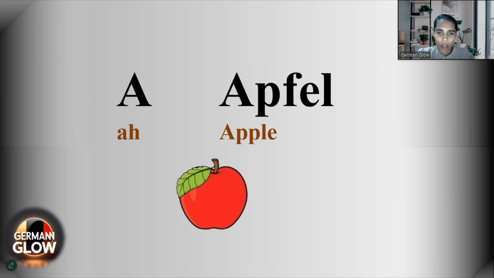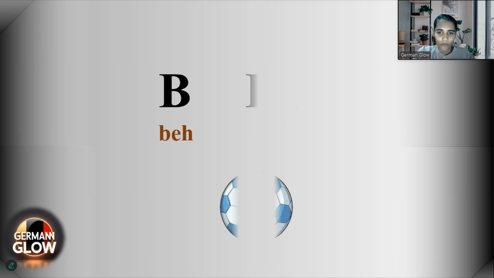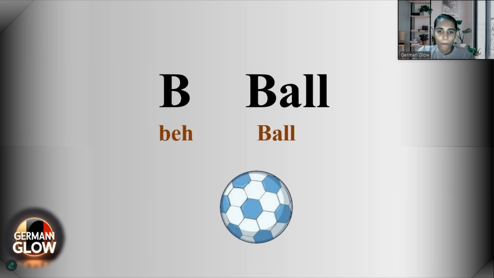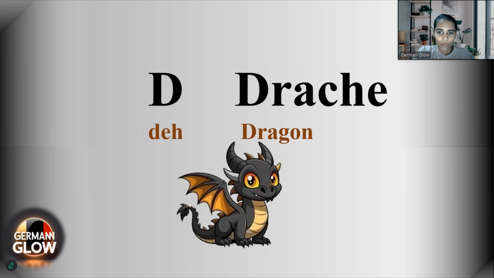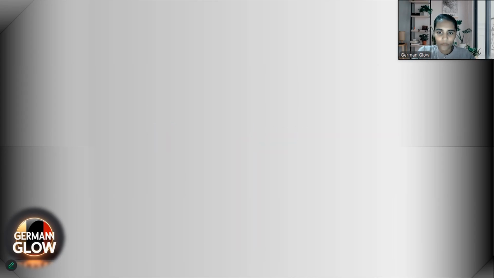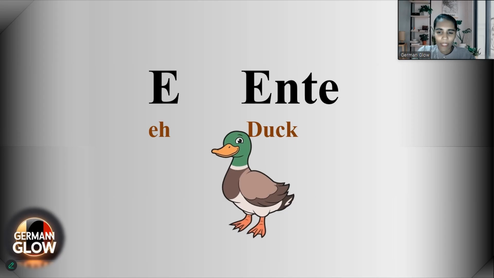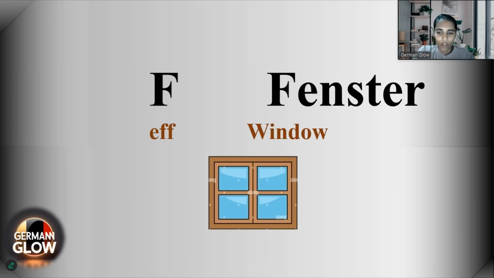First one, A. A for apple. B. B for ball. C. C for computer. D. D for Ducker. E. E for enter. F. F for Fenster.